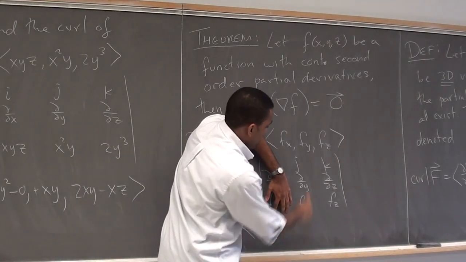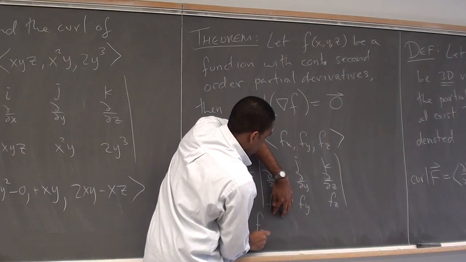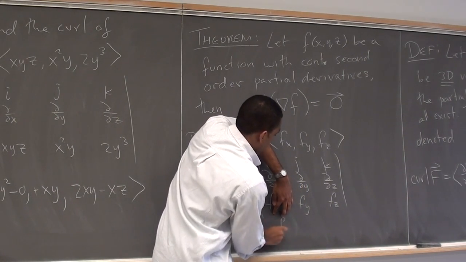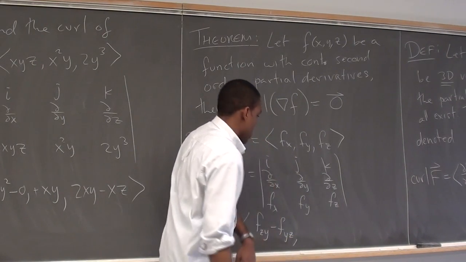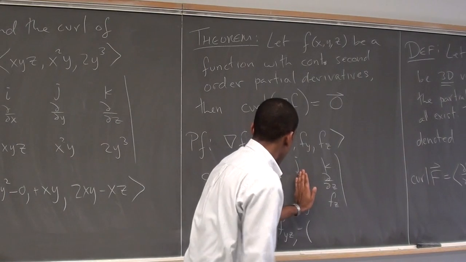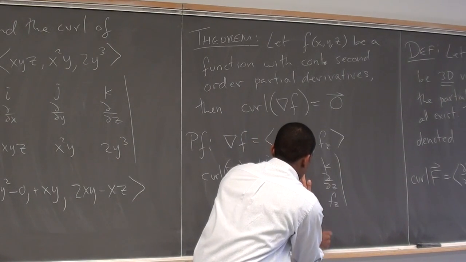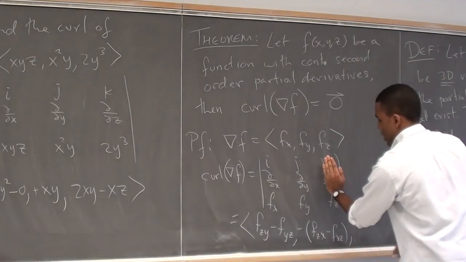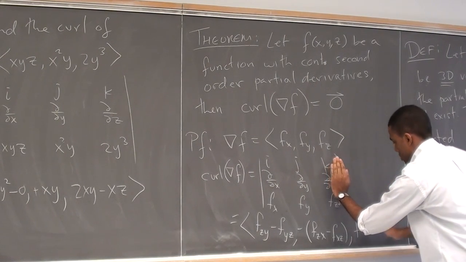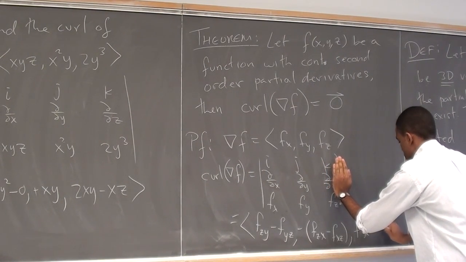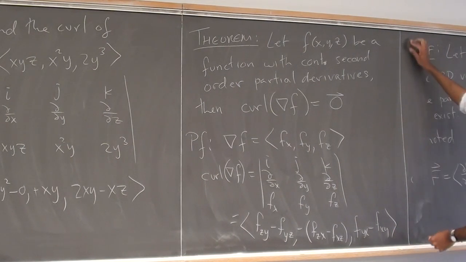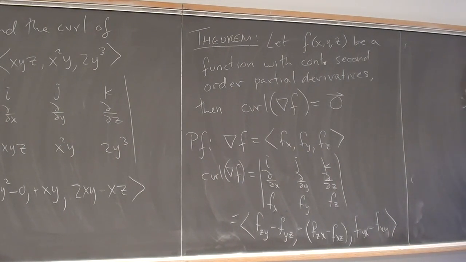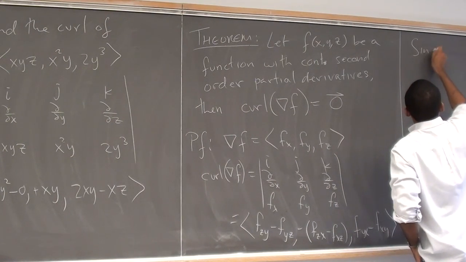Now if you do this, the first component would be f of zy minus f of yz. The middle one would be f of zx minus f of xz. The last one would be f of yx minus f of xy. You might remember a theorem from Talk 3 called Clairaut's theorem. Clairaut's what?